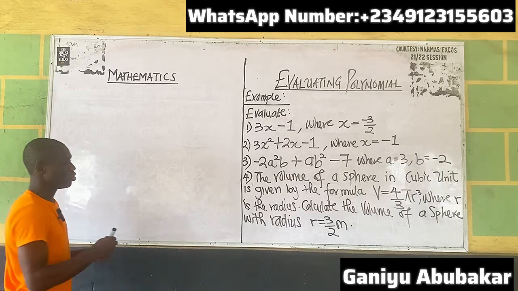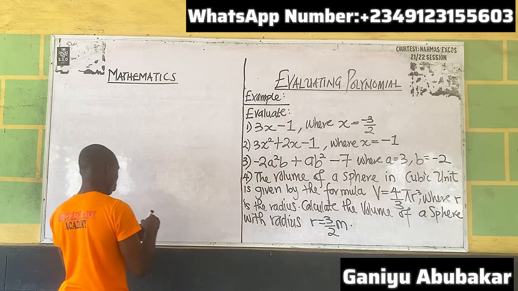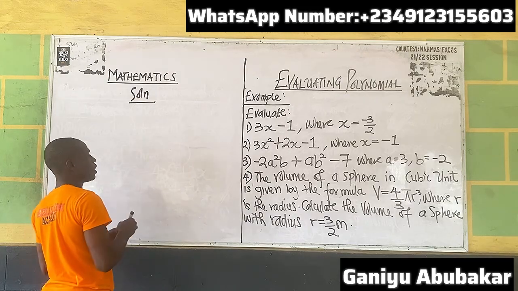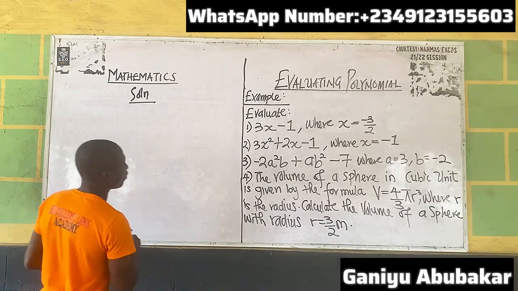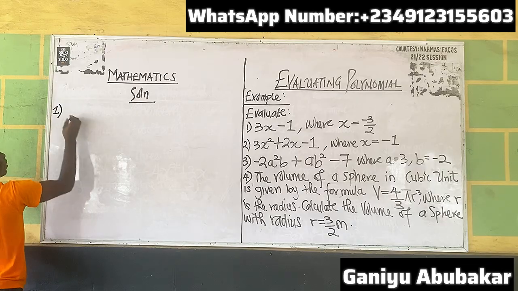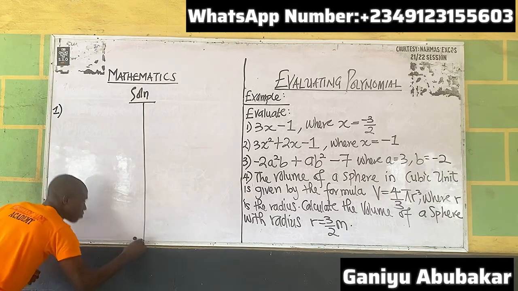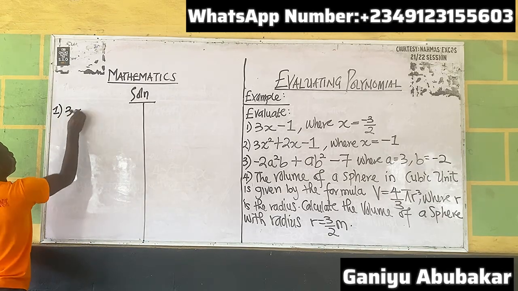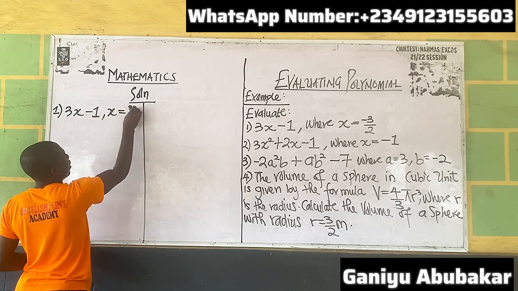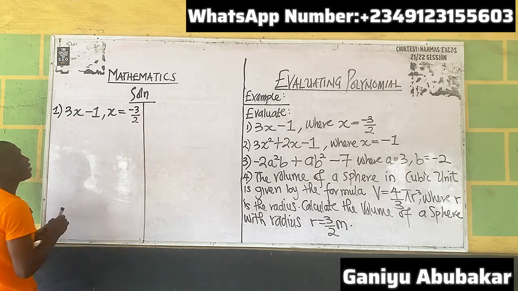All right, solution to this problem. Now listen please. Number 1 says I have minus 3x minus 1, where x is minus 3 over 2. It's simple.